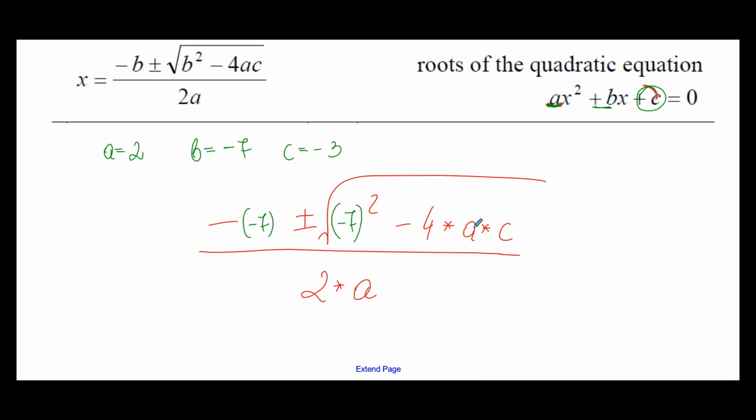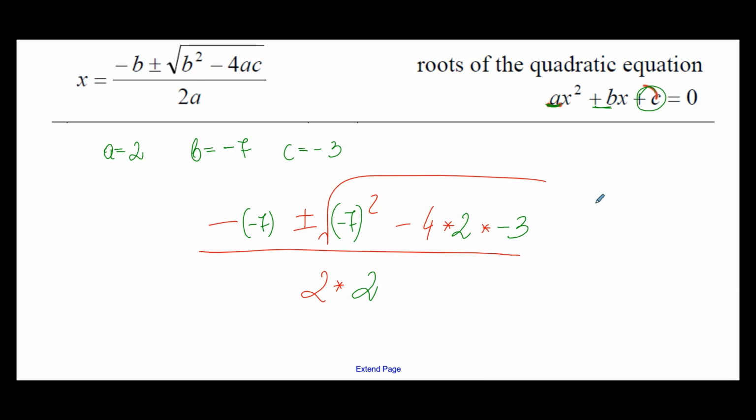Then the next one, we have letter a. So our a is 2. So we're going to replace this a and this a with 2. So we remove that and we put 2 instead. And then c is minus 3. So again, we remove c and we put minus 3. Sorry, did I say minus 7? Minus 3. Okay, and all we have to do is put that all in the calculator with the plus here. And then again, we go back and we remove that plus and we put minus here.